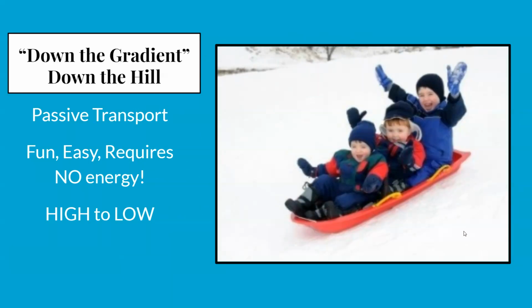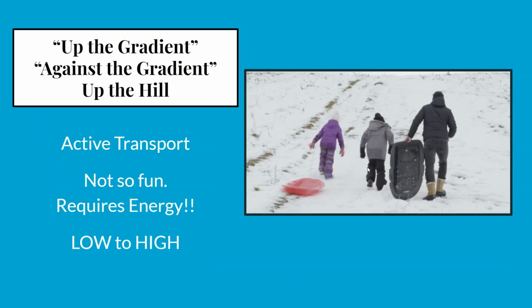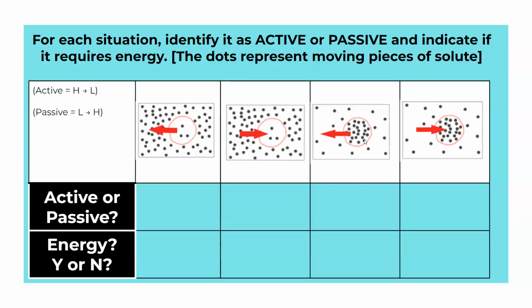So here's passive transport. Passive transport going down the gradient, down the hill from high concentration to low concentration. No energy. It's fun, easy, it's natural. And so that's passive transport. Up the gradient, this is when you're bringing your sled back up. You have to go from low to high. It requires energy. It's not so much fun because you're using that energy. So we call this going up the gradient or against the gradient.